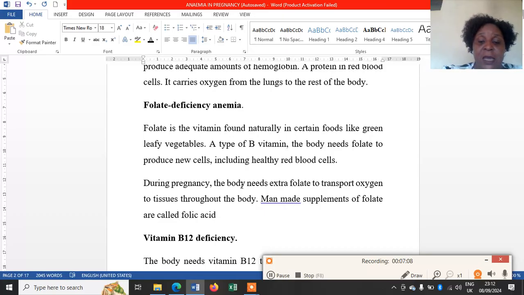Yes, we need iron for attachment of oxygen to hemoglobin, and then we need folic acid to build a healthy red blood cell. So there is also folate deficiency anemia during pregnancy. And they say that during pregnancy, the body needs extra folate to transport oxygen to tissues throughout the body, and man-made supplements of folate is what we call folic acid.